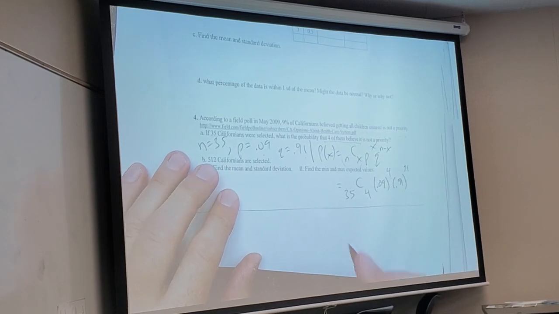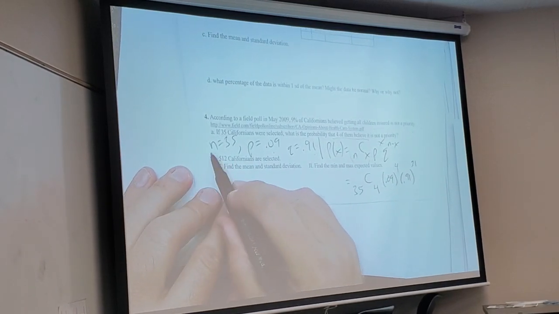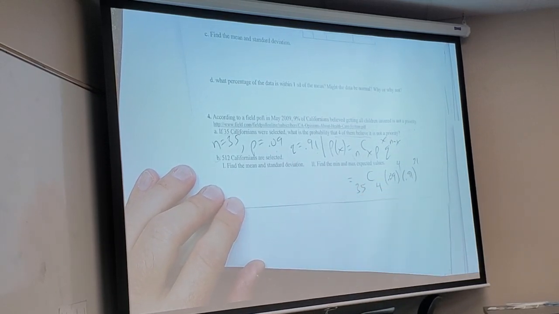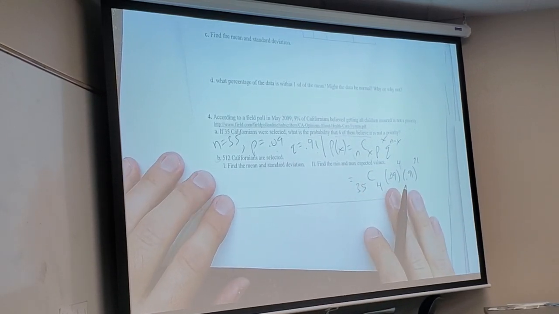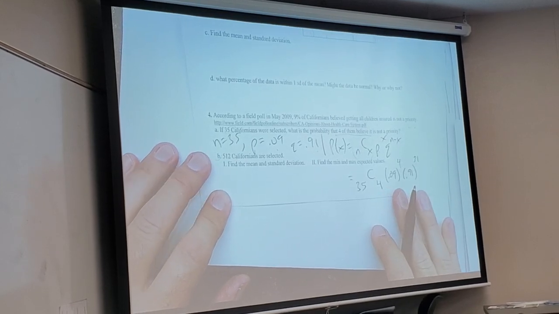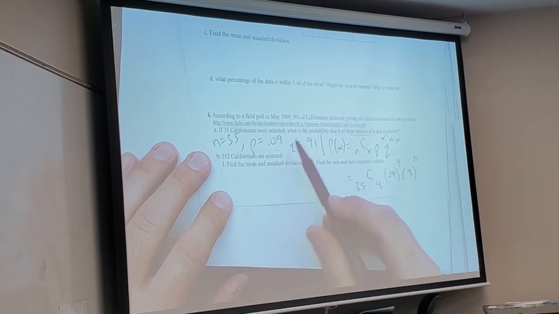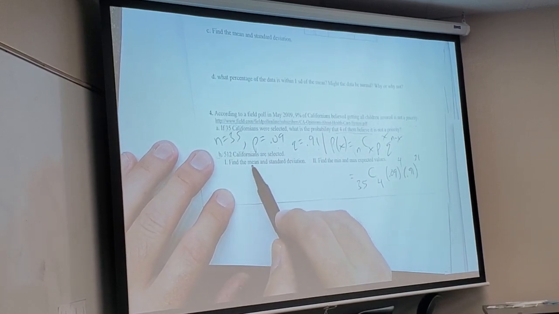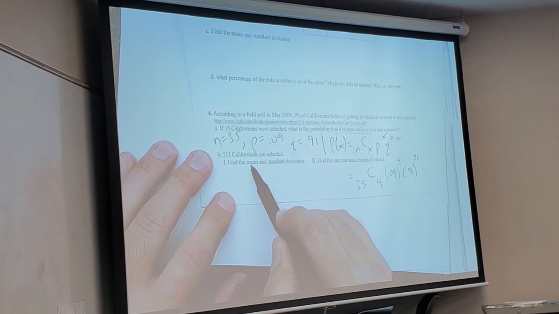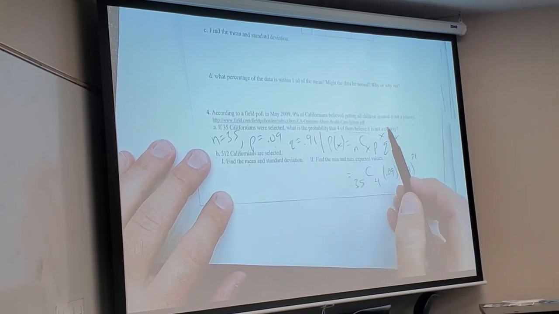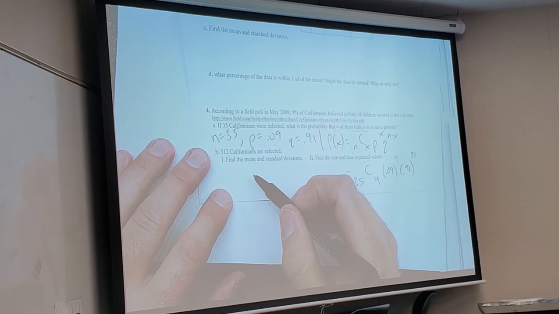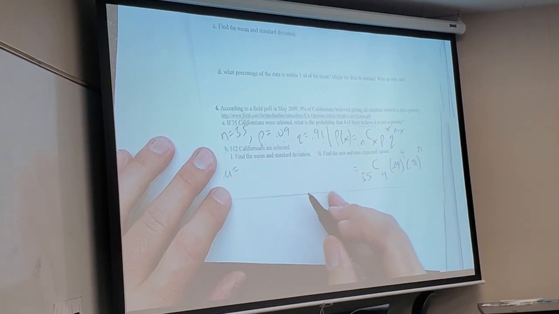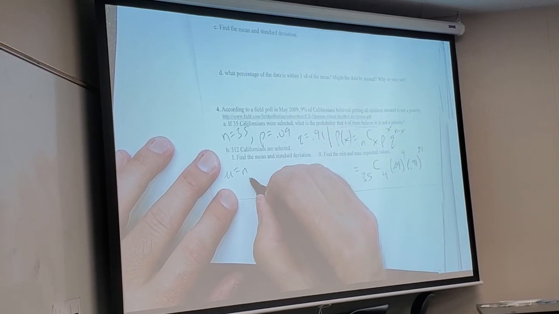Okay, how do I do part B? What's changed for part B? What's changed in part B? Now I got a lot more than 35, now I got 512. How do I get the mean? The expected number of people that don't care about kids. What's the formula for the mean in this case? It's the best mean formula we have. NP.